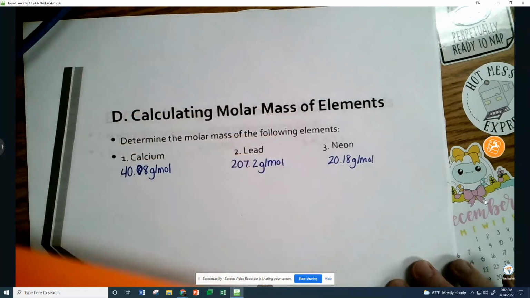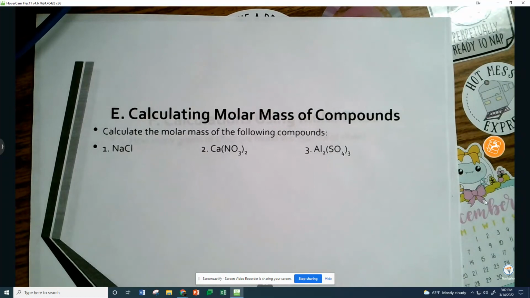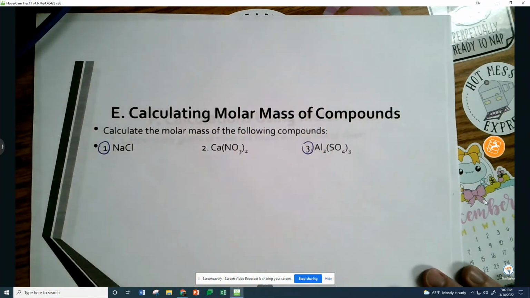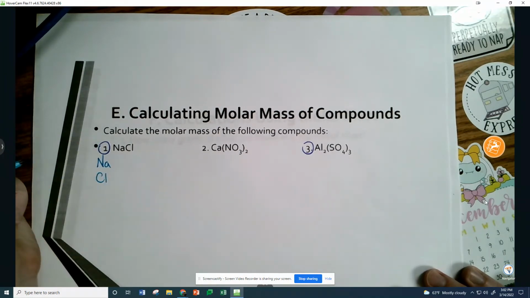All right, so that's how you find molar mass of an element. Now we're going to look at how to find molar mass of a compound, and I'm only going to work out 1 and 3. So the first thing is kind of similar to balancing. The first thing I do is I list out the elements I have. So I can see table salt, or sodium chloride, is made out of 2 elements, sodium and chlorine.